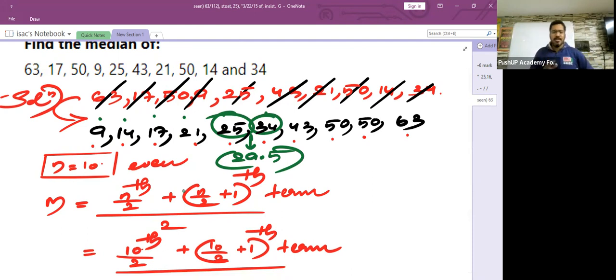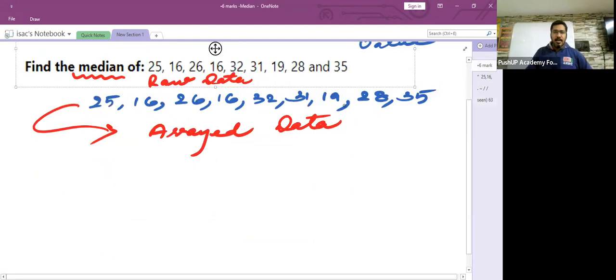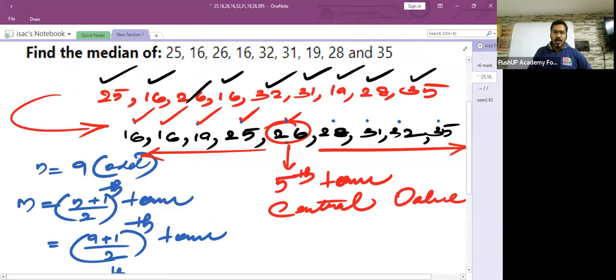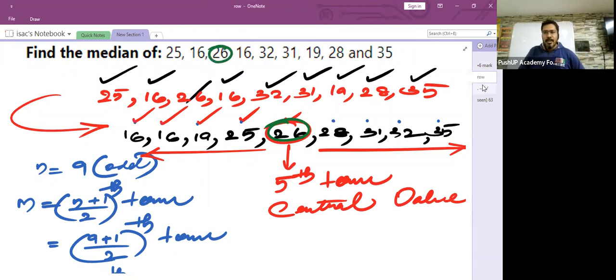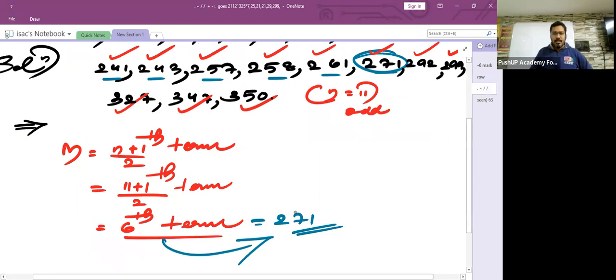Now, some of you must be thinking, when the number of terms was odd, I was getting the central value or the median value as one of those values given in the observation. First question, 26 was the answer, but 26 was already there in the question. Second one, what was the answer? 271. Alright, 271 is already there in the question.